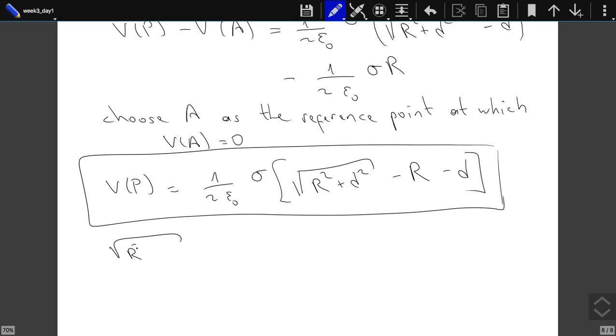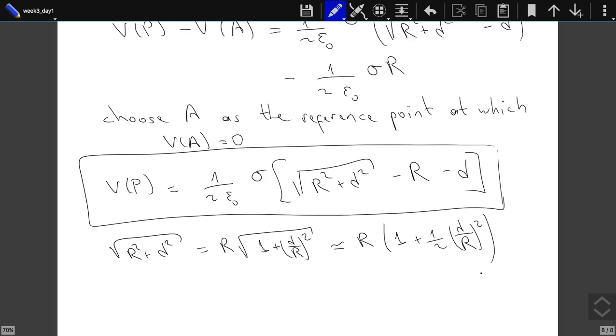Now, square root of r squared plus d squared is square root of r squared times 1 plus d over r squared. Well, you see, d and r will go to infinity. d over r is a very small number. We can use our expansion. This is approximately equal to r times 1 plus 1 over 2 times d over r squared, which is approximately equal to r plus d squared over twice r.